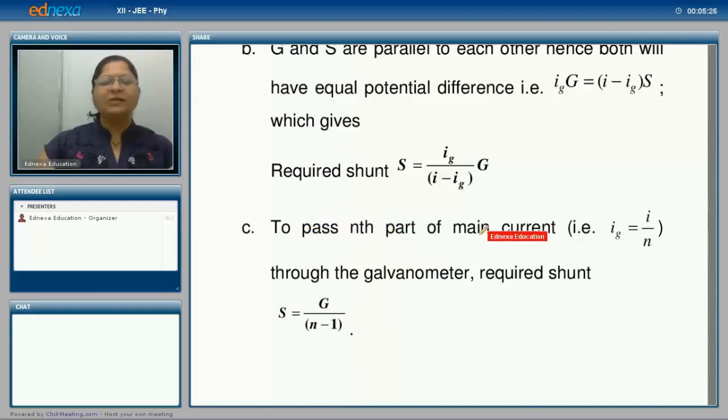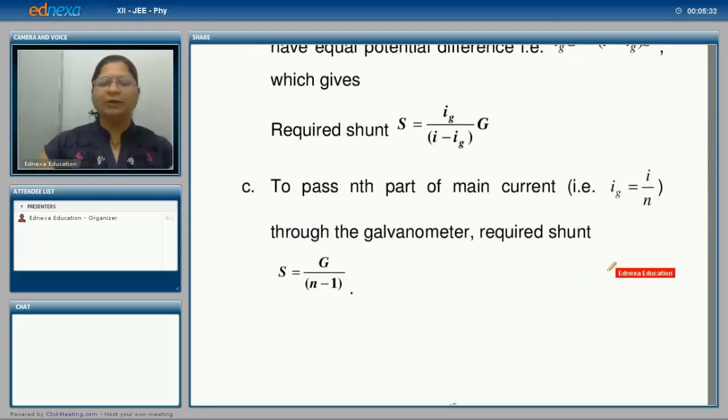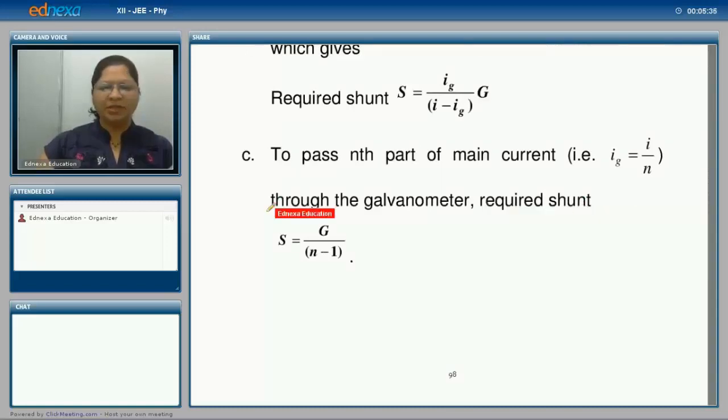Now to pass the nth part of main current, that is Ig equal to I upon N, through the galvanometer, the required shunt can be calculated by remembering this very small formula, that is capital S is equal to G upon N minus 1. Now both these expressions will be very helpful to you to solve the problems based on galvanometer and ammeter. So just note them down somewhere so that you will be able to solve them.